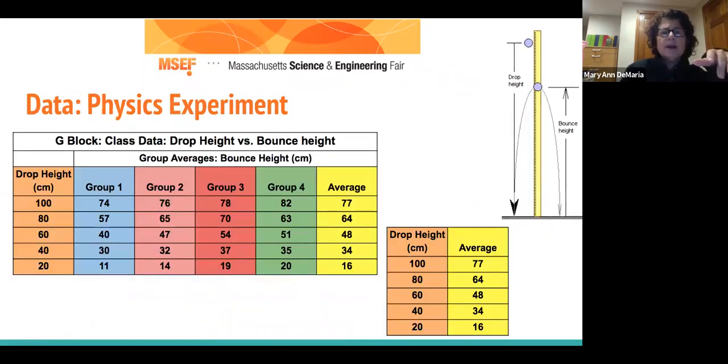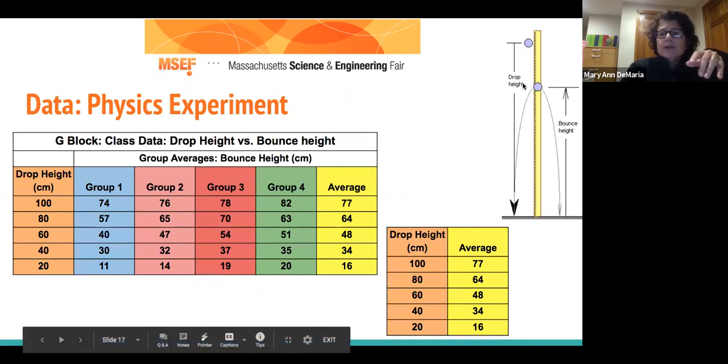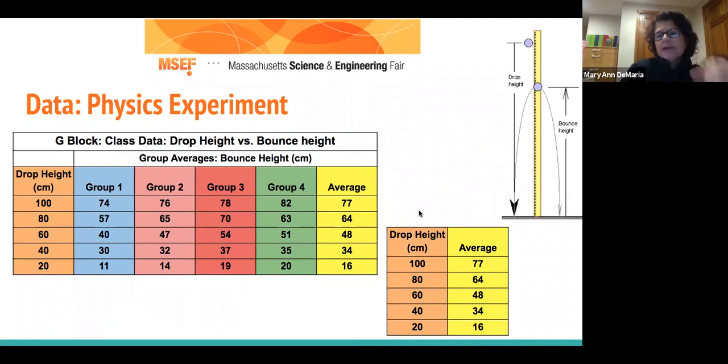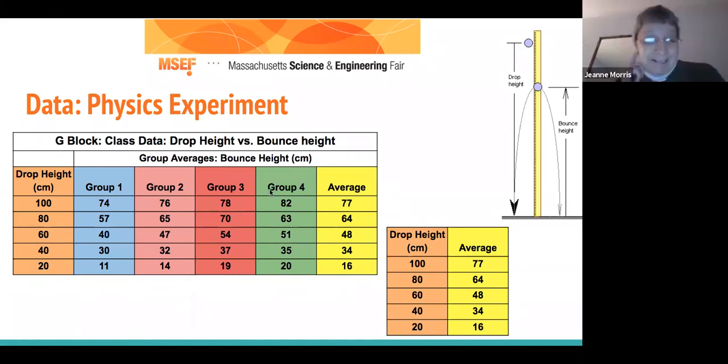Finally, the physics experiment. These are actual data from one we did in 7th grade. I don't know what kind of balls we used, whether it was golf balls or not, but these were the real drop heights, 100 centimeters, and they wrote them in reverse order, but that's okay. Every group of kids, this was before COVID, so we were able to actually work in groups together.